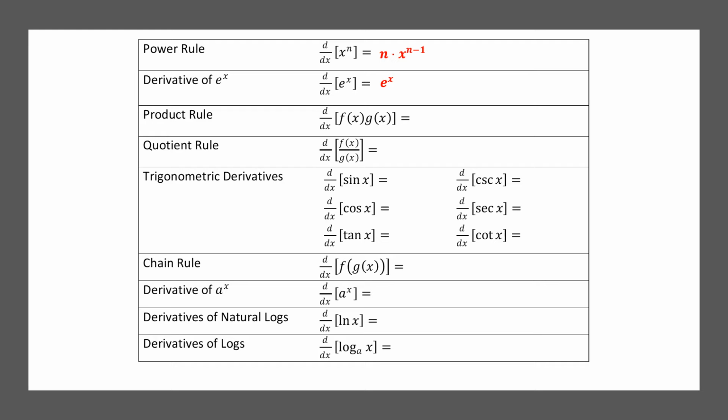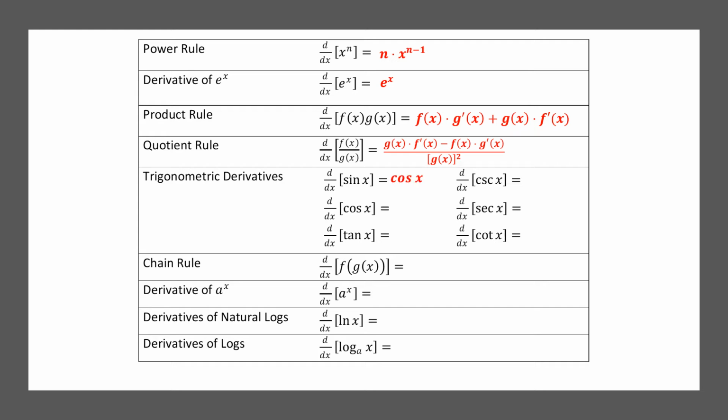And then if you had something being multiplied, like the derivative of f of x times g of x, remember you do first times the derivative of the second, plus second times the derivative of the first. For our quotient rule, so if we have two things being divided, you're going to do low d high minus high d low over low low. And then you have your trig derivative.